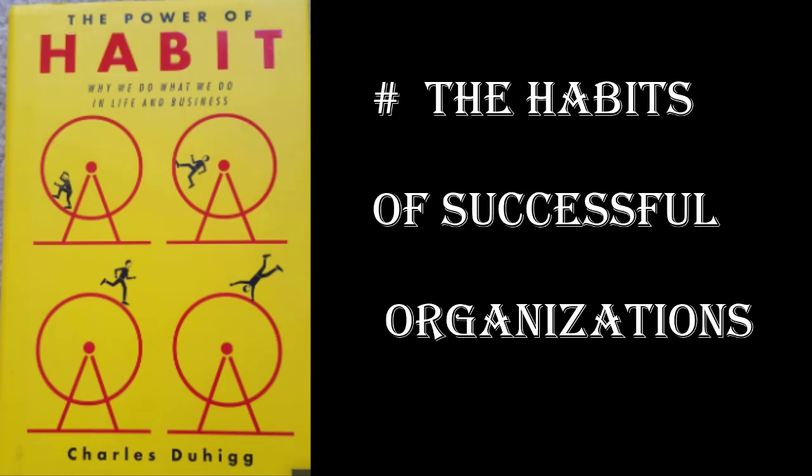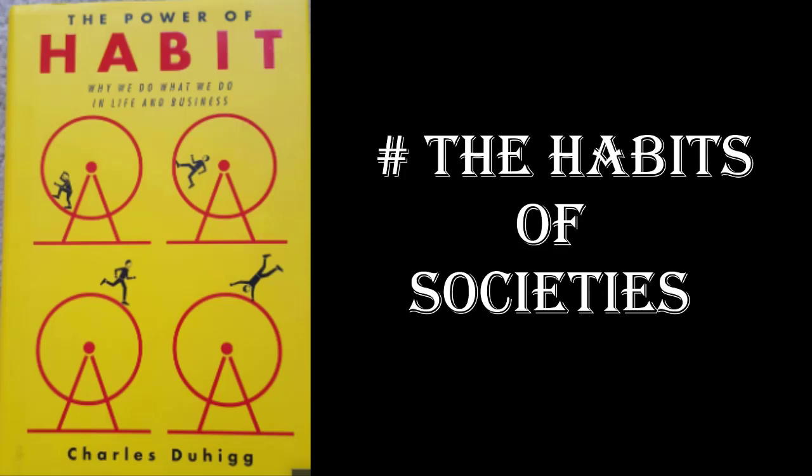The third part of this book, which is the final part, is about the habits of societies. In this part of the book, Duhigg explores how habits shape the success of societies. He introduces the concept of societal habits, which are habits that are shared by groups of people and that shape the norms and values of a society.